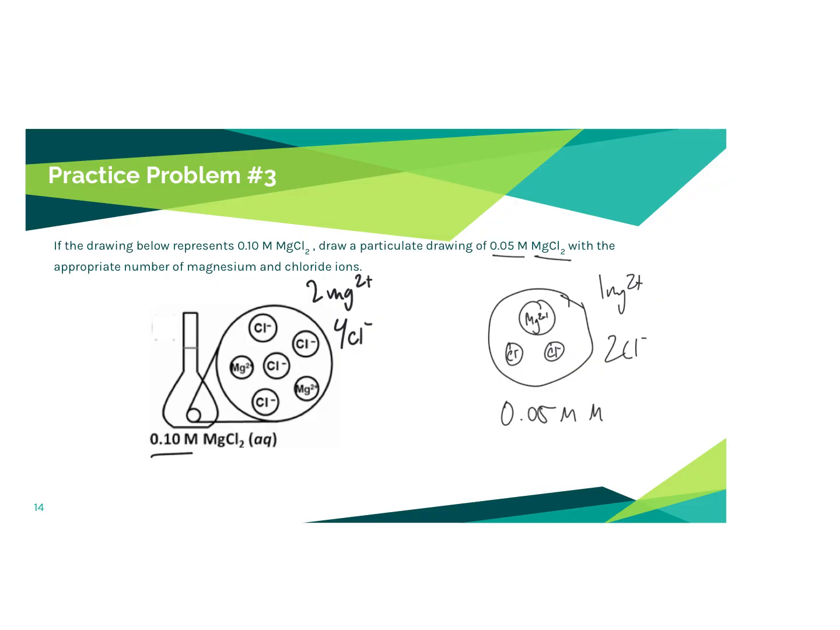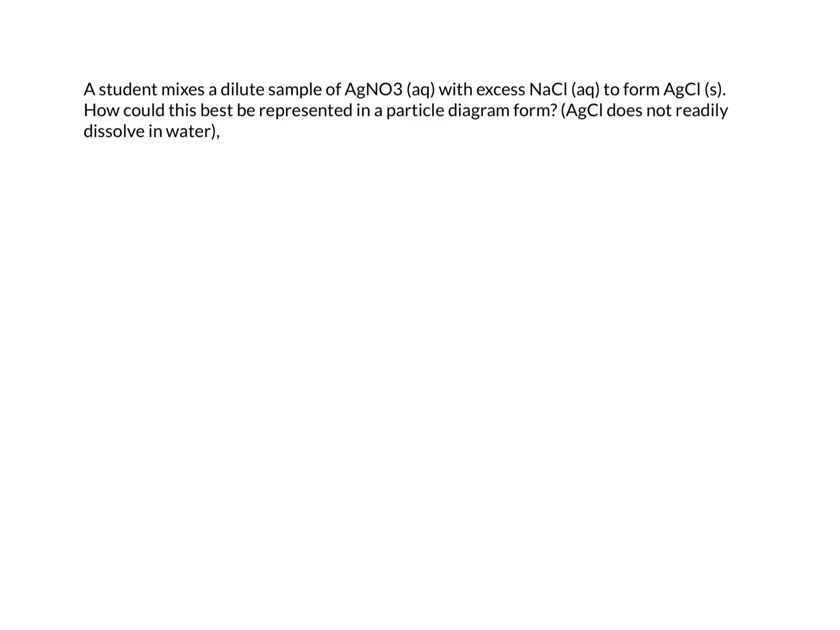0.05 molar MgCl2. And so here's another example of a problem that I might get when trying to represent a situation using a particle diagram. And so a student mixes a dilute sample of AgNO3, or silver nitrate, it's aqueous, so it's dissolved in solution, with excess NaCl, or sodium chloride, again, aqueous. And so you take 2 solutions, mix them together, and you form AgCl as a solid, right? And so a precipitate forms. And so it's asking us, how could this best be represented in a particulate diagram form? And again, it's telling you AgCl does not readily dissolve in water, meaning that it precipitates.